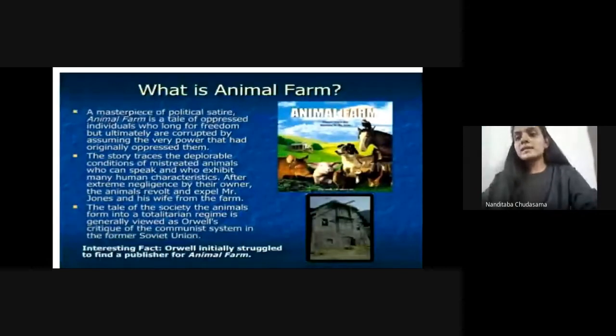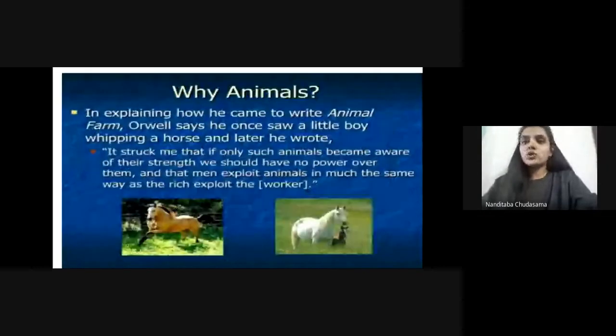And here is an interesting fact: although Animal Farm is a very phenomenal and spectacular work of George Orwell, yet he had to find a publisher to publish it. Now, this is a fact based on the struggle of George Orwell.